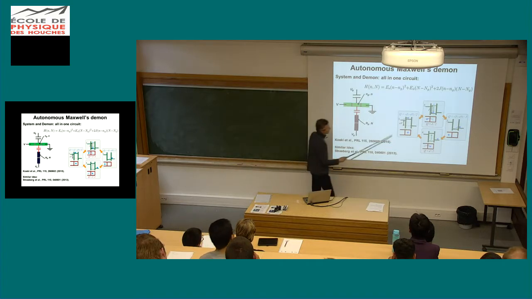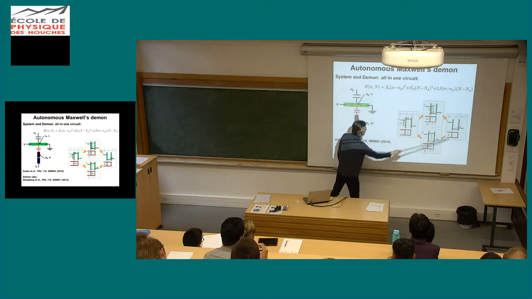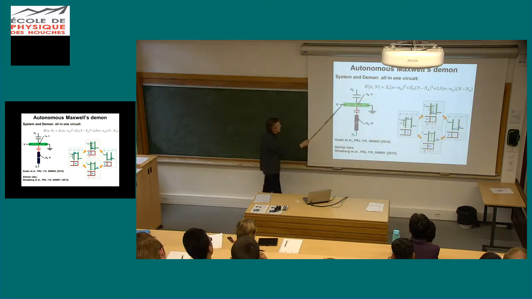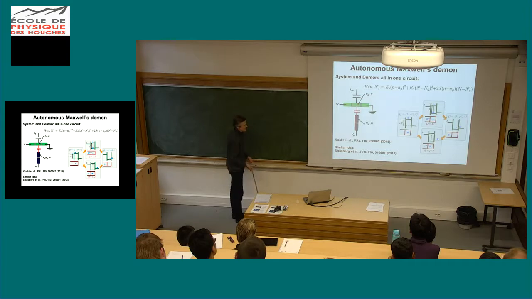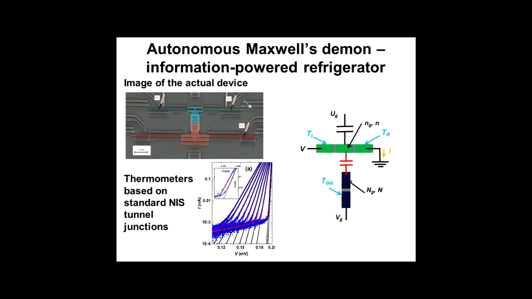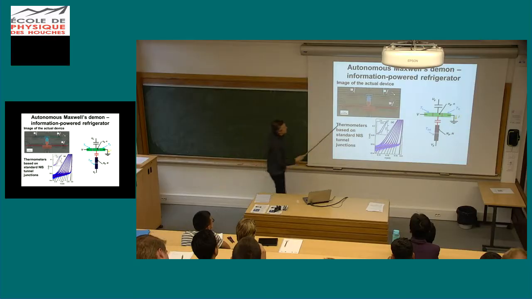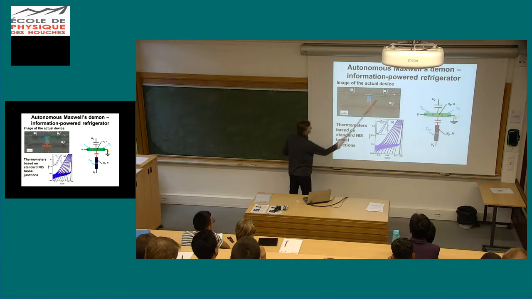And this is something that runs cyclically, so it's totally autonomous. You don't have to do anything except have a small bias on, and the system is running. So in the experimental realization, what we did was that we attached thermometers to different parts of the circuit. So this is really the system part here.